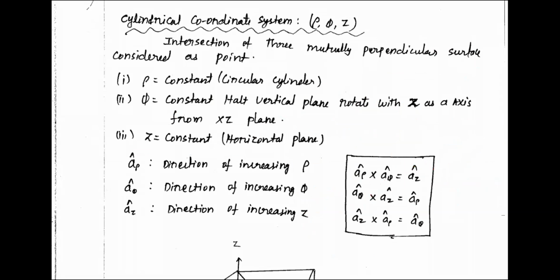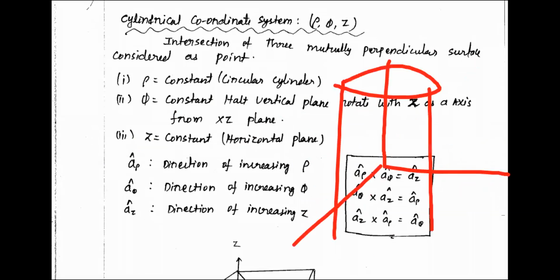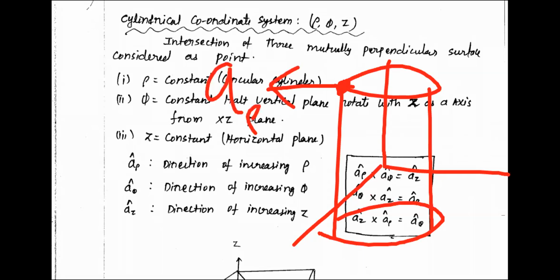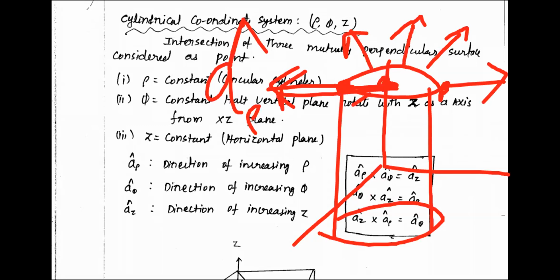Then they have given what is a rho cap: the direction of increasing rho is called a rho cap. Say for example, if I have a point like this and want to calculate rho here, definitely this is rho, because rho has to be measured from the central axis, the z axis. So this is the increasing direction of rho. If I want to calculate it here, this is a rho. If I put it here, or otherwise here also, if this is the point, this is the a rho. So the direction of increasing rho is called a rho cap.